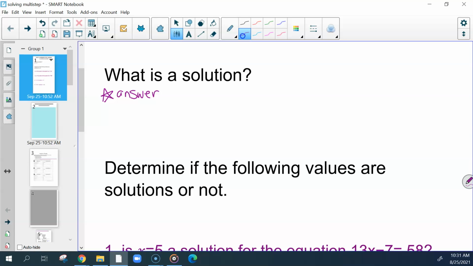Okay. Anything else come to mind? So yes, the solution is usually your answer. Another way you can think about a solution is what makes your equation true. I'm going to write that up here.